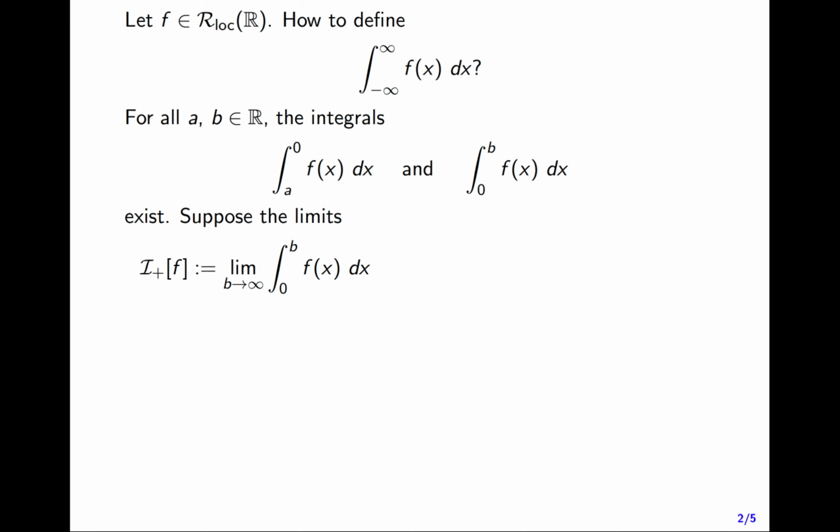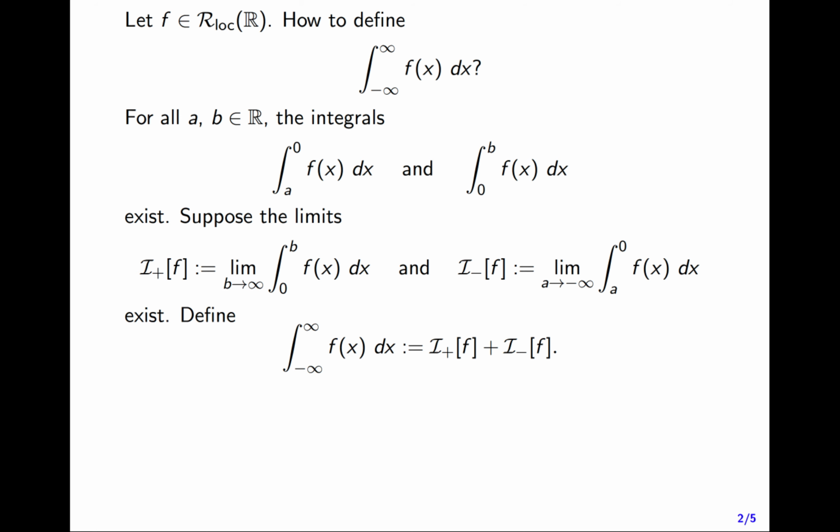We'll put I plus of f to be the limit as b goes to infinity of the integral from 0 to b of f, and I minus of f is the limit as a goes to minus infinity of the integral from a to 0 of f. So I have two limits. One as the upper limit goes to plus infinity, and one as the lower limit goes to minus infinity. And I'm assuming that each of these limits separately exists.